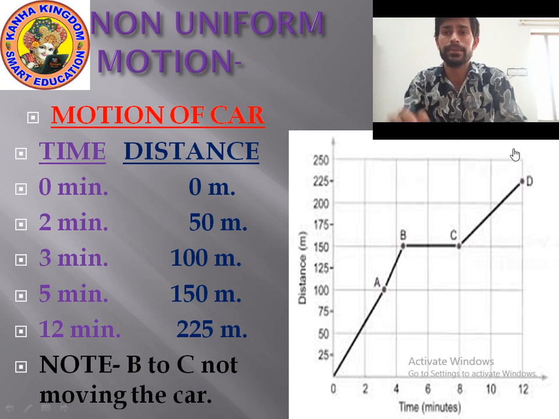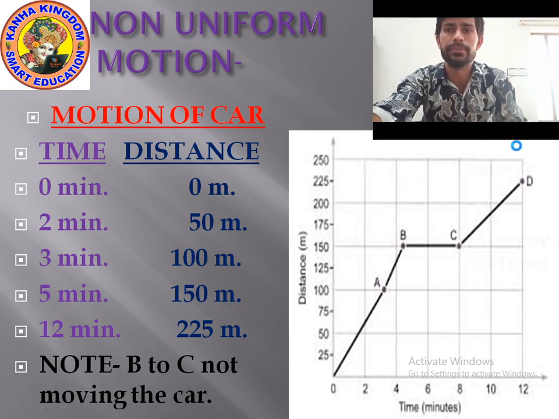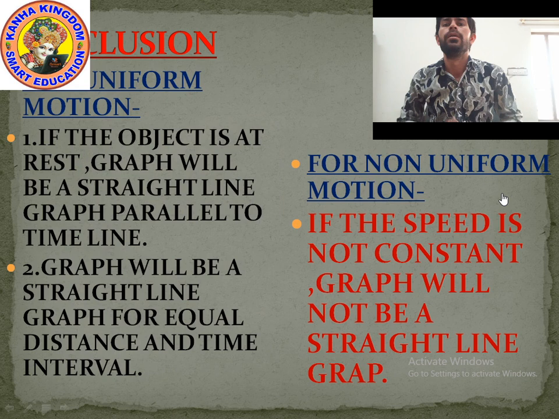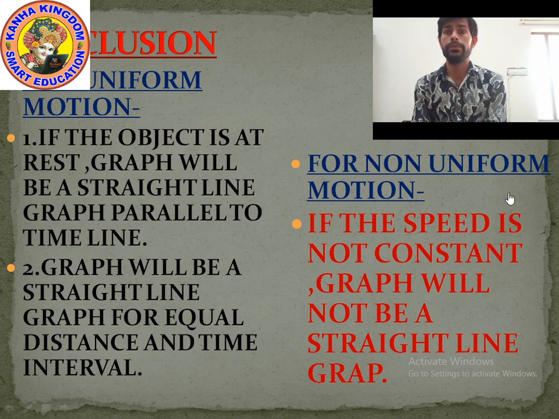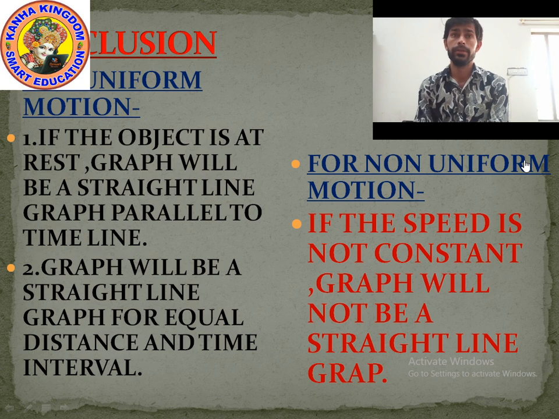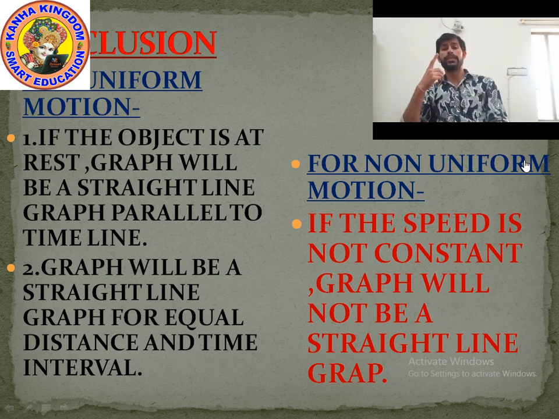Okay, now let's move on to the next point. Now let's write the conclusion for all three types of graph. As you know, the first graph was when the object was at rest, the second graph when the object was moving with constant speed, the third graph for non-uniform motion, means when the object was not moving with constant speed. So graph number 1. Look at the screen, point number 1 I am reading. If the object is at rest, the graph will be a straight line graph parallel to the timeline.